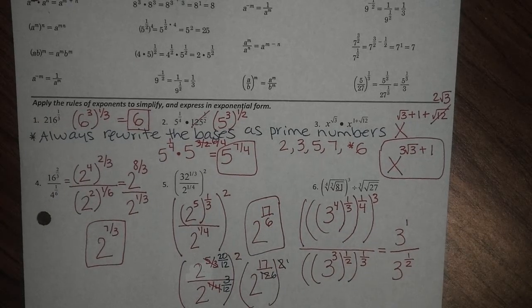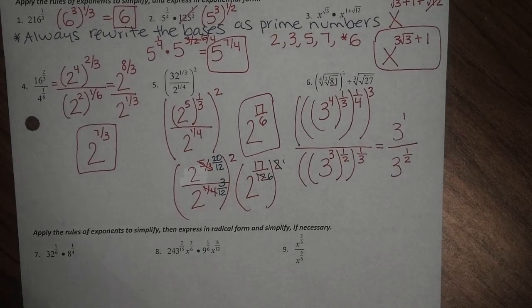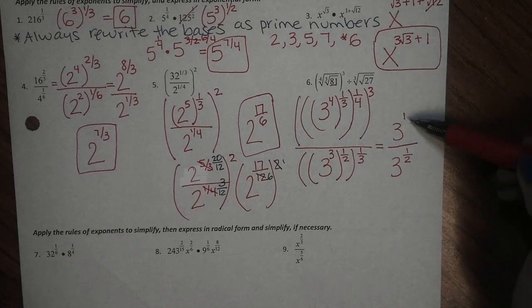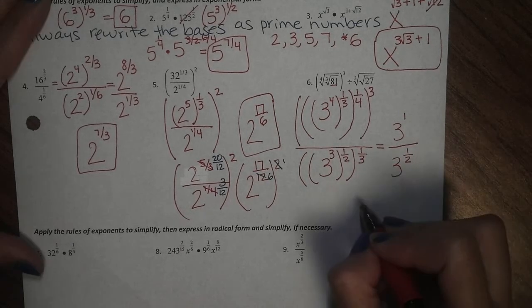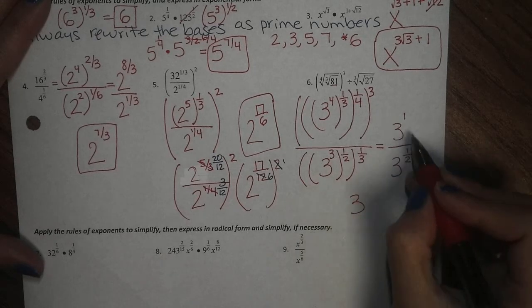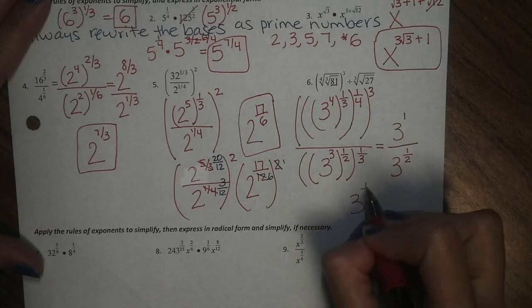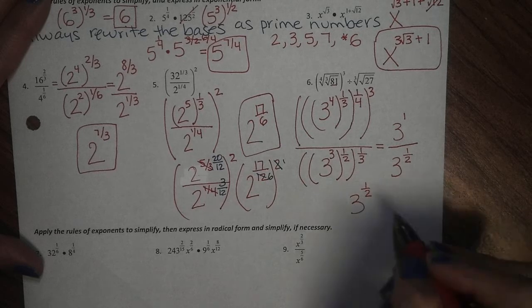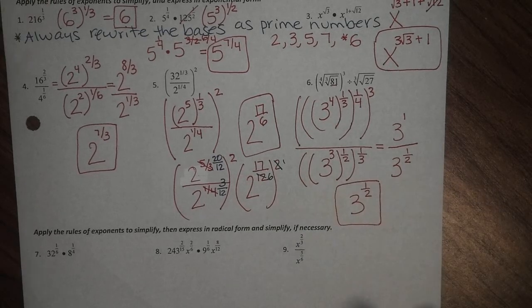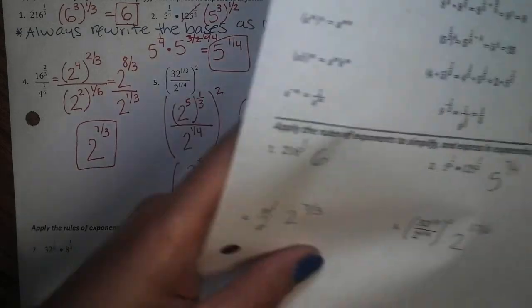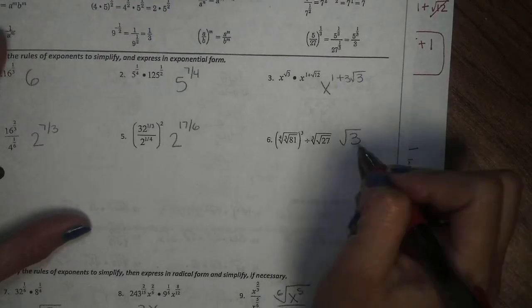And then finally, the last step is to subtract the exponents because you're dividing here. So you should have 3 to the 1 minus 1/2, which is 3 to the 1/2. The answer key is wrong. If you're looking at the answer key, somehow I left the answer key as the square root of 3. That's wrong.